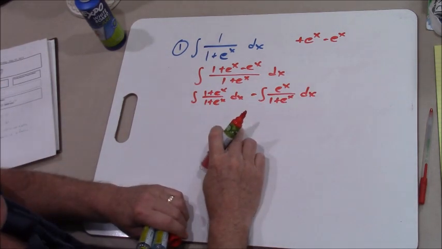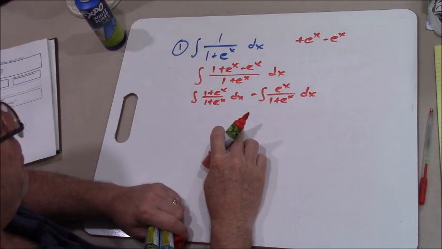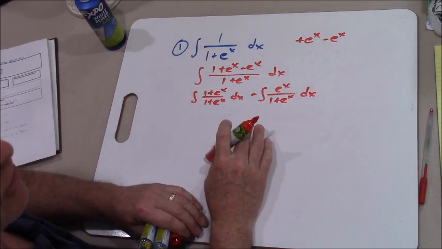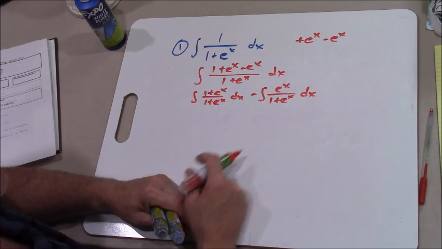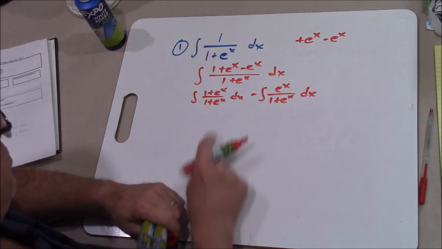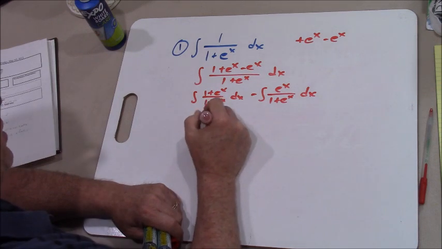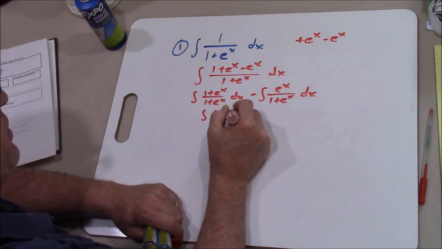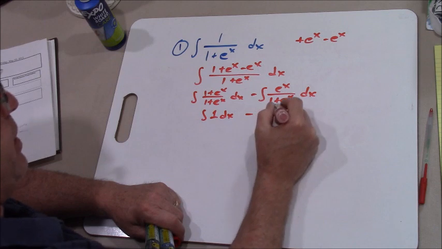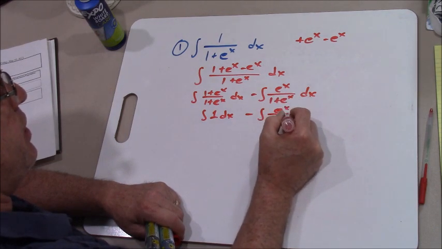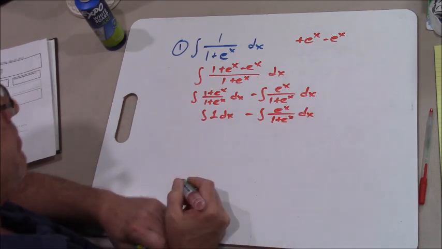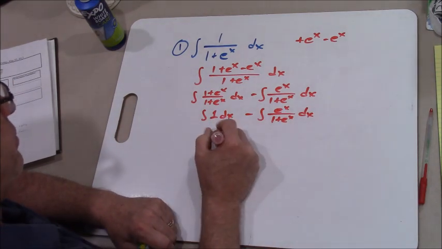Now remember, as I go through this, if all of a sudden you go, oh, now I think I know what to do, hit the pause button, work it out on your own, and then see if you get things right. So I would now look at this and say this is really the integral of 1 dx minus the integral of e to the x over 1 plus e to the x dx. And I know the answer to this is just x.